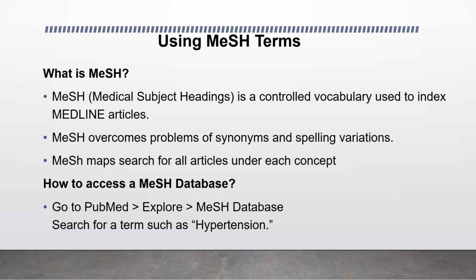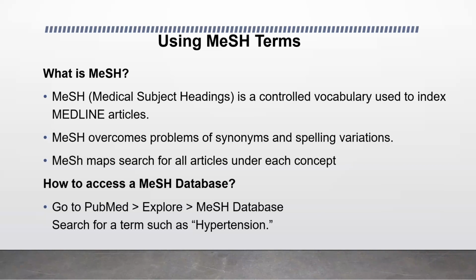So MeSH overcomes the problems of synonyms and spelling variations. So when you use the MeSH terms, the subject headings, you avoid the problems of synonyms and spelling variations. But also MeSH maps search to all articles under each concept. So when you use the MeSH terms, it automatically maps search to all articles under each concept.